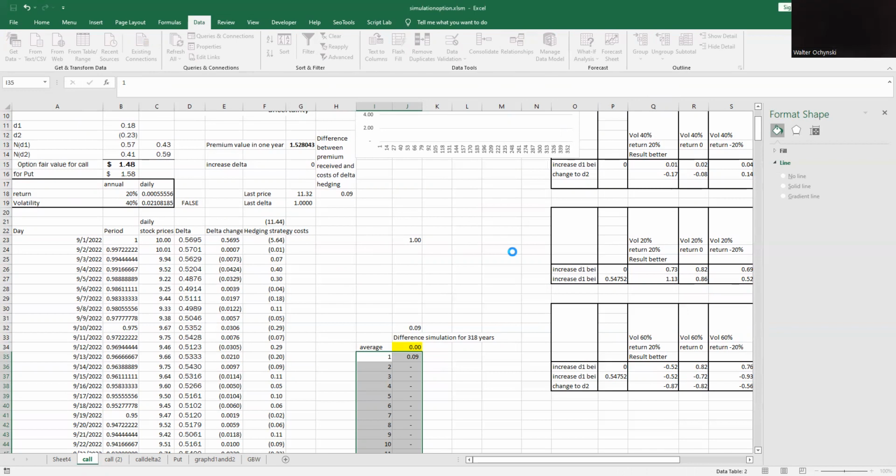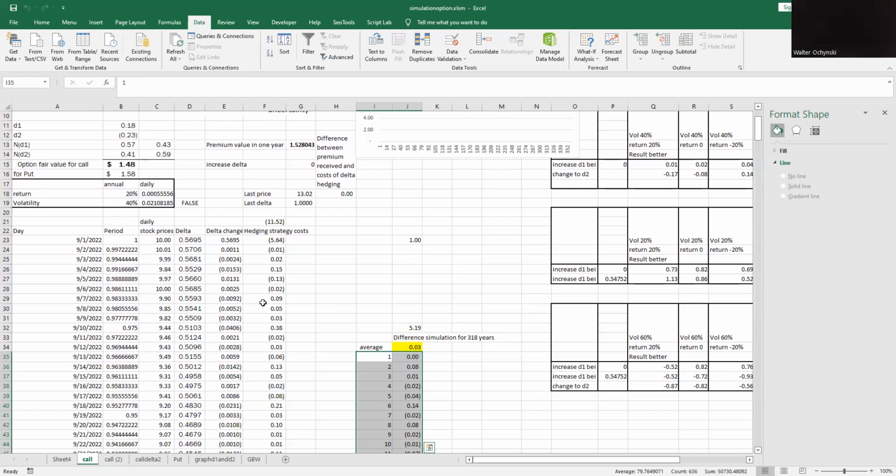And the computer calculates, simulating for us the results for 1 year, for 318 years. We could do this for 1,000 years. In any case, you see the results of this simulation after 318 years. On average, you will get 3 cents more than you would receive from the premium.